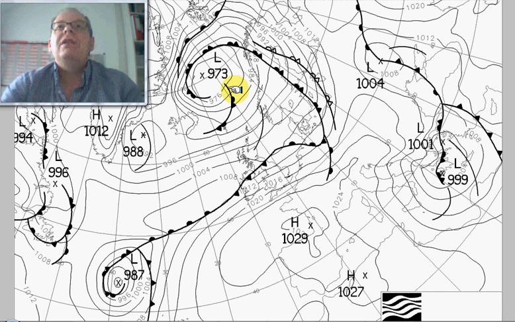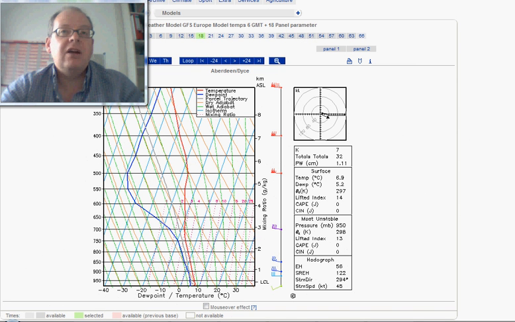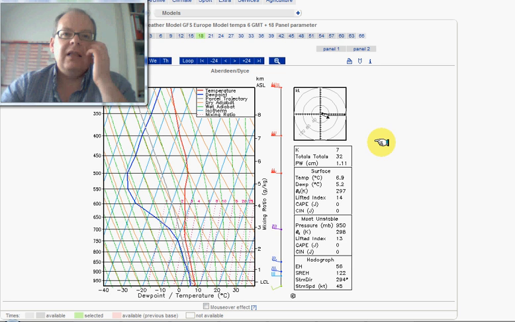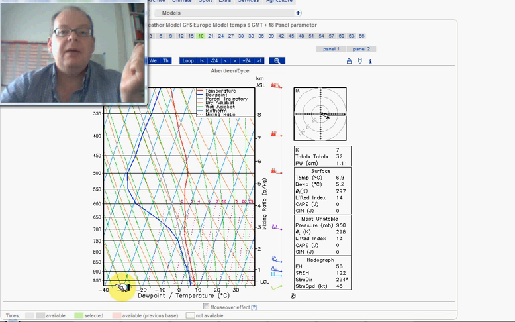Now, if we look on the upper air chart, so we're going to look at the skew-t diagram, and skew-t diagrams I rabbit on about all the time. They're basically a height versus temperature graph. And these are the heights at the left-hand side here. These are in millibars. 500 millibars is 18,000 feet, 700 millibars is 10,000 feet, 850 millibars is 5,000 feet, and then down here we've got the surface.